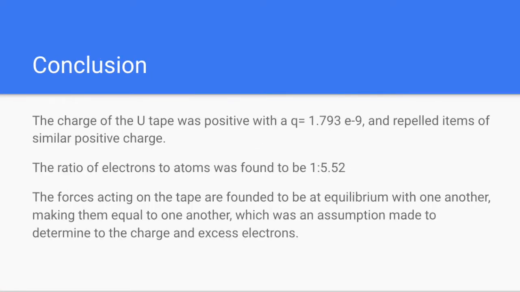To conclude, we found the charge of the U-tape was positive with a charge of 1.793 times 10 to the negative 9th coulombs. And the ratio of the number of electrons in excess to the number of atoms on the sticky surface was found to be, for every 1 atom, there are 5.52 electrons in excess. The forces acting on the tape were found to be at equilibrium, making them equal to one another, which was an assumption made to determine the charge and excess electrons.